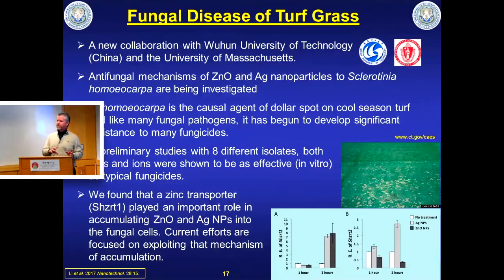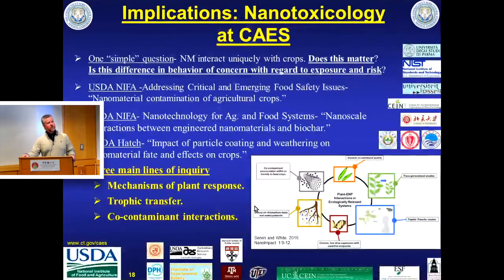So that's the application end of what we have going on, which leaves the implications end, or the nanotox portion. And almost all of my work is funded by USDA. As I mentioned, the implications work is along three basic lines of investigation: figuring out the mechanisms by which plants are responding to a nanomaterial exposure and how those mechanisms differ as a function of particle size, nanoparticle versus non-nanoparticle; these issues of trophic transfer; and then also co-contaminant interactions. And then this was a paper that one of my postdocs and I wrote in Nano Impact, which is an excellent new journal, and it highlighted where we thought agricultural research with regard to nanotechnology really needs to go.